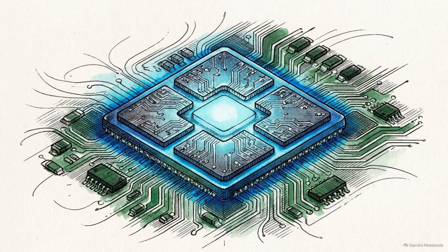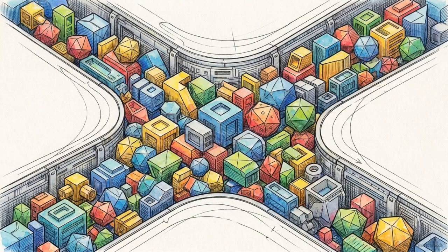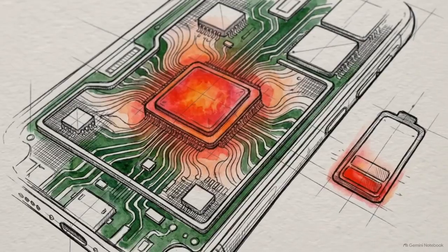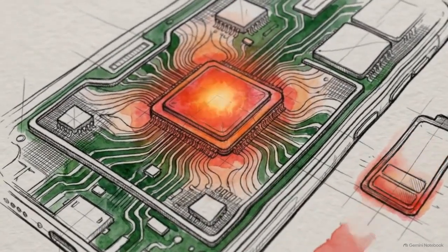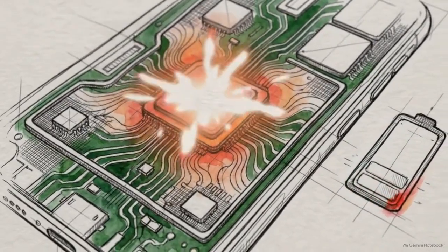To understand why this stack exists, we have to look at the primary constraint of edge computing. Standard 1.7 billion parameter models, running on typical 16-bit floating-point architecture, completely saturate the unified memory channels on mobile devices. During continuous inference, this memory bottleneck generates massive heat, triggering severe thermal throttling and draining a device's battery in a matter of minutes.